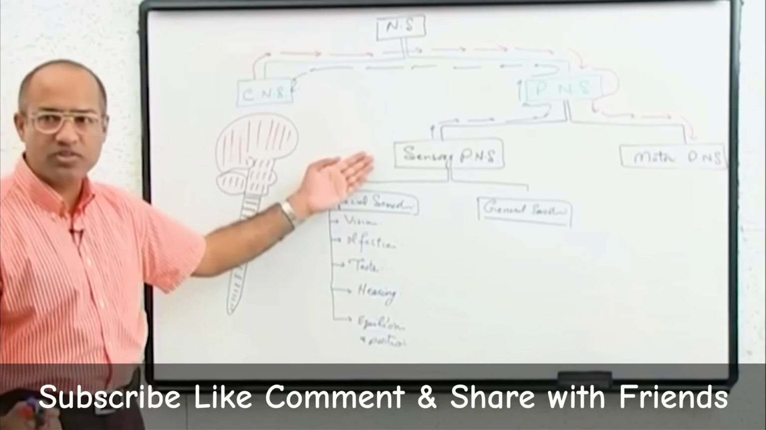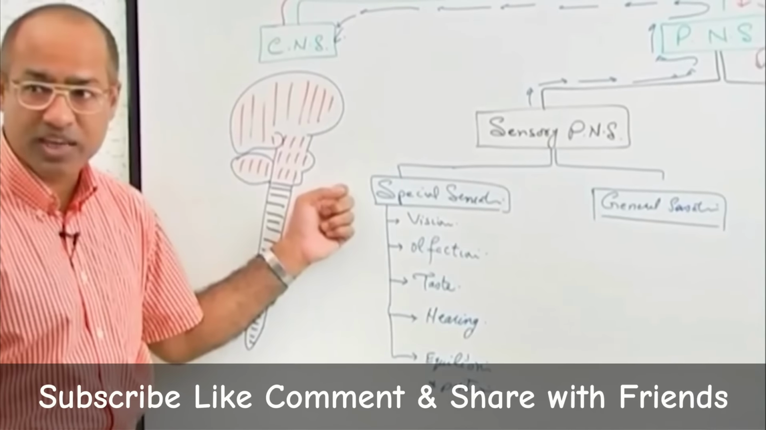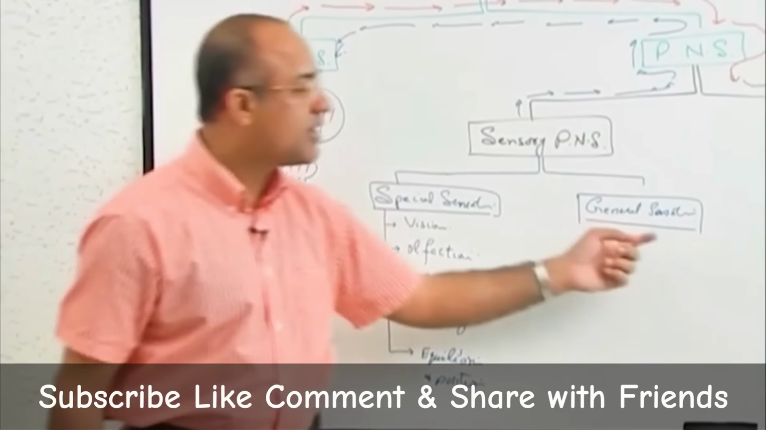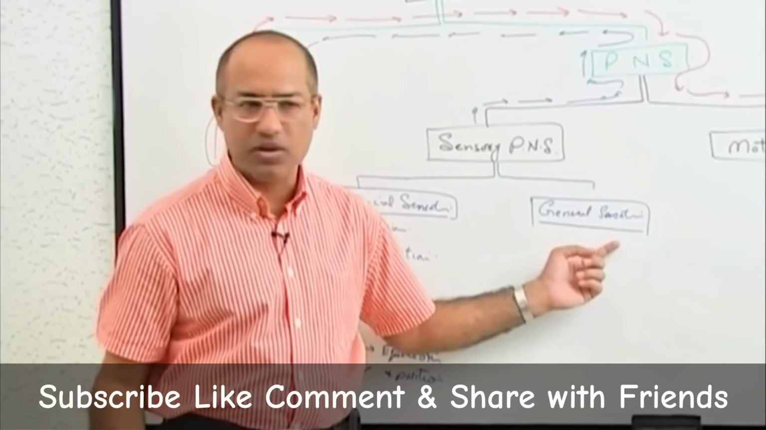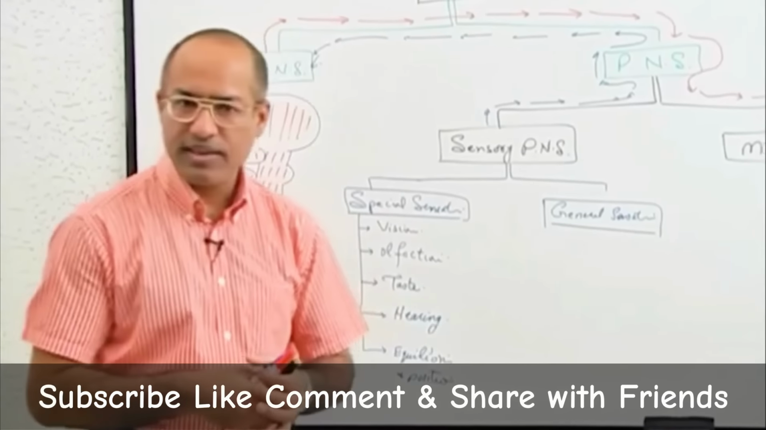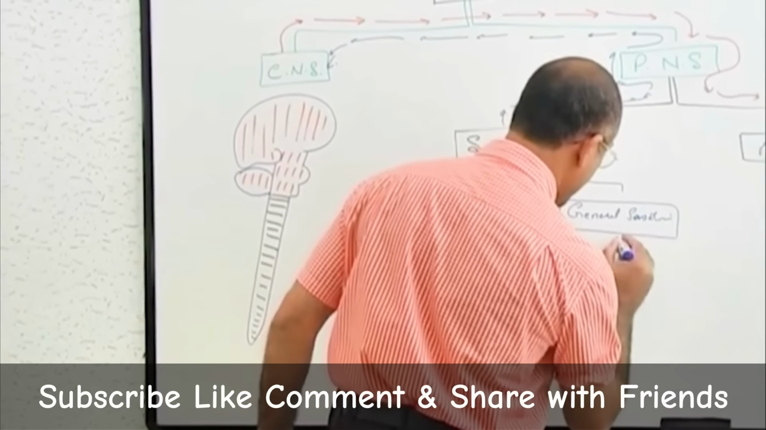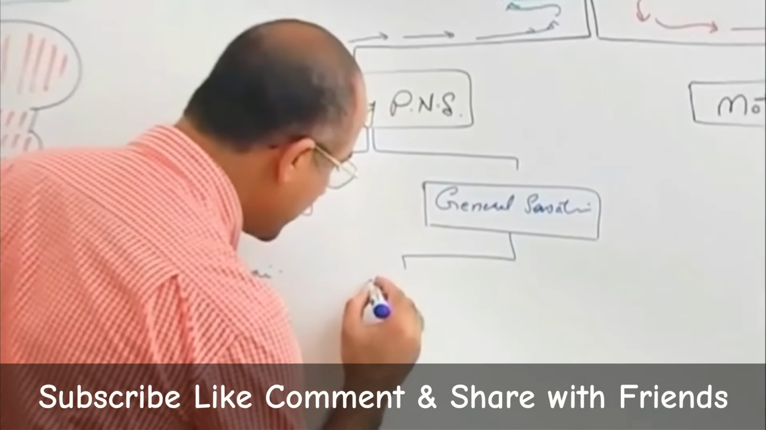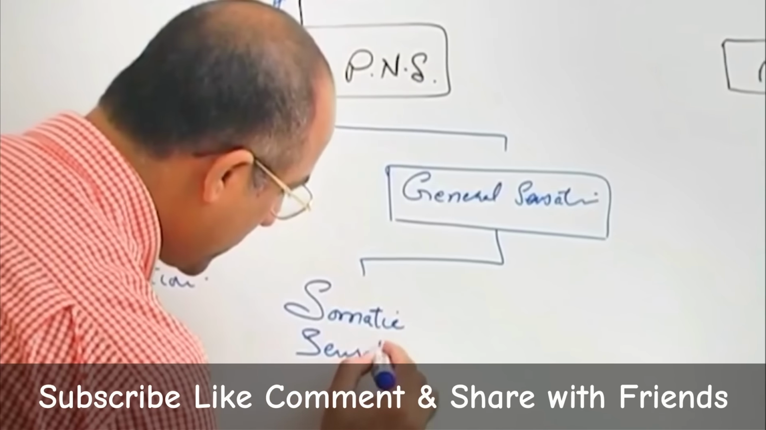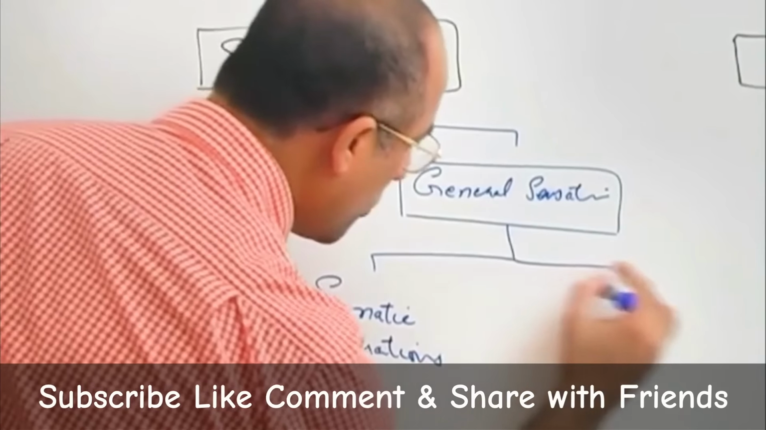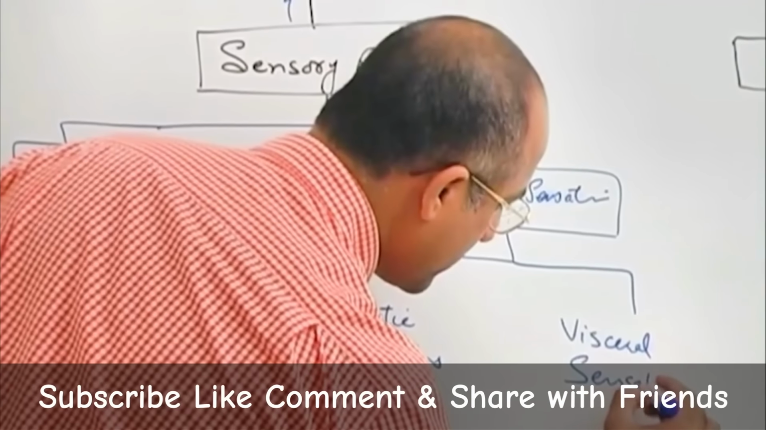Of the sensations going to the central nervous system, some are special sensations, which are elicited from some specialized areas in the body. And there are other general sensations which can be elicited from multiple parts of the body. These are called general sensations. The general sensations can be further divided into somatic sensations and visceral sensations.